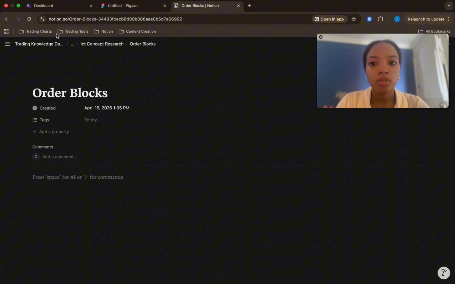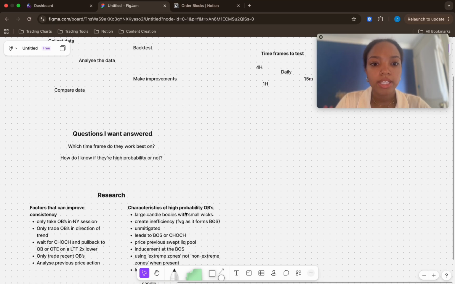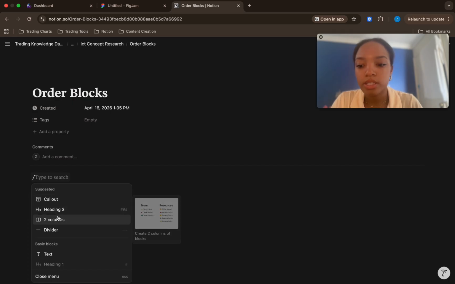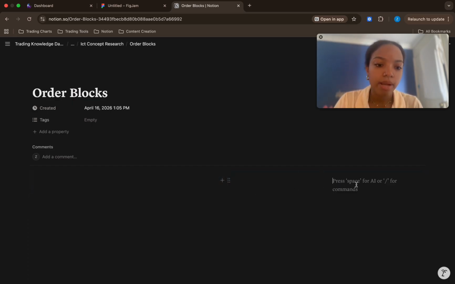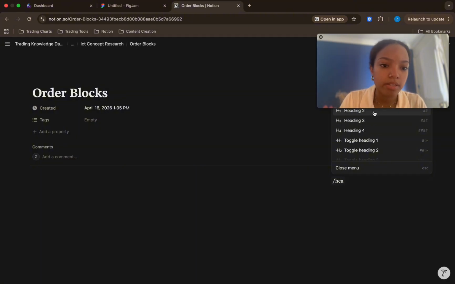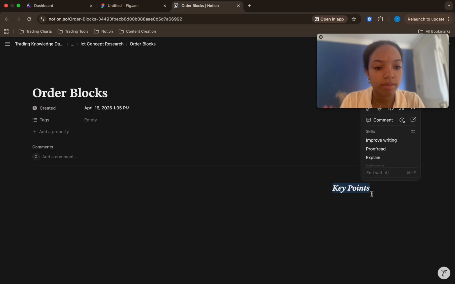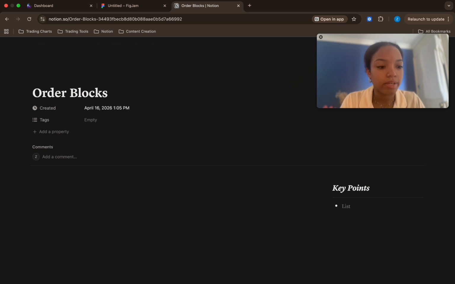And then what we want to do is we want to be able to collect data, essentially. So we want daily time frame, 4 hour, the 1 hour, the 15 minutes. So what I think I'm going to do is I'm going to create 2 columns. I'm going to have one that's going to outline the key points. Oh, I meant to do that. And then we're going to make a divider, and then here's where we're going to have our key points of what we're kind of going to be looking for, I guess.